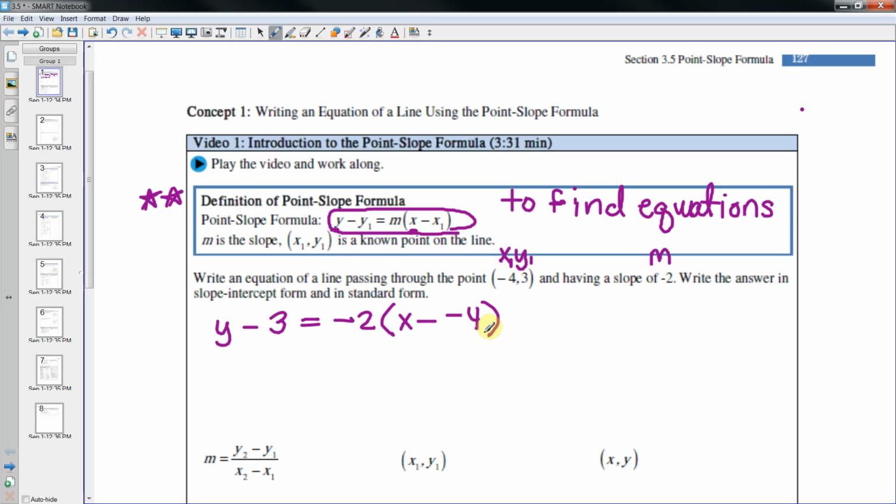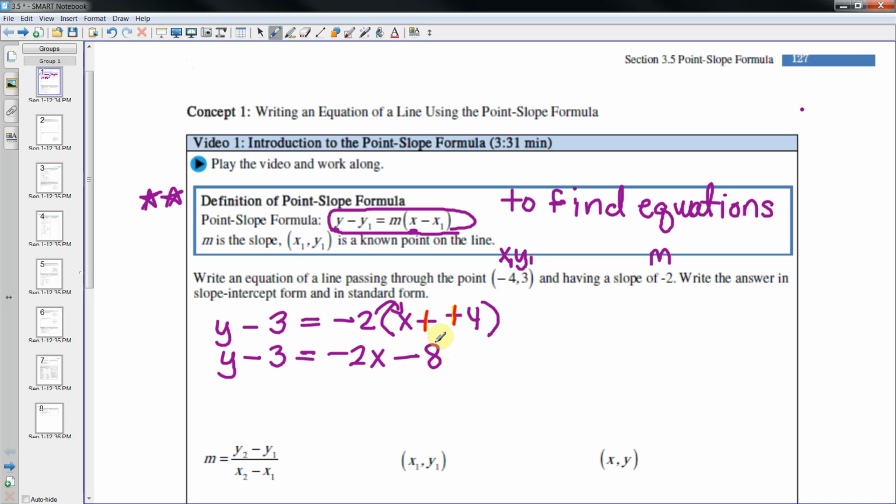And be very careful if you have negative numbers, you're going to end up with double negatives in part of the formula. So I'm going to keep going. y minus 3 equals -2x, because I'm going to do the distributive property. This minus a negative becomes a plus. So when I distribute through the -2, -2 times 4 gives me -8.